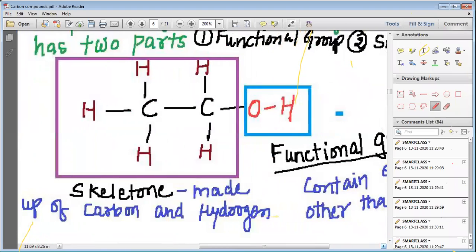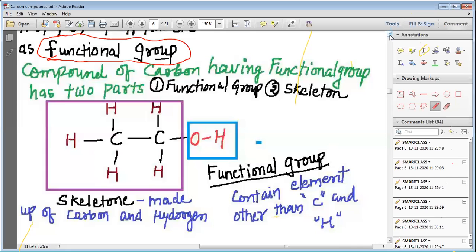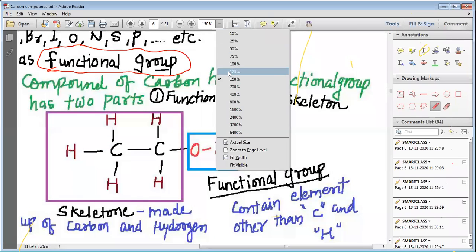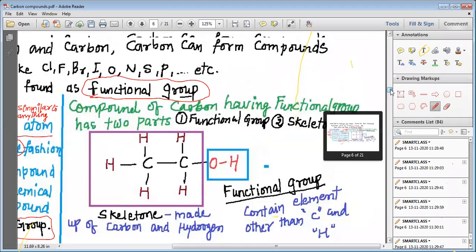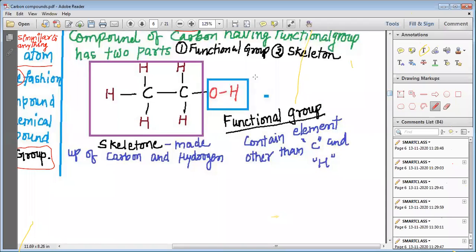Now, my dear students, we are going to study something else. We have already seen the functional group of the compound. Now let us study something else. Let us have a look at this. So we have studied the functional group. Now we want to study something else.